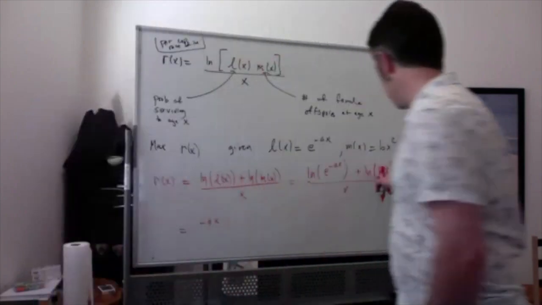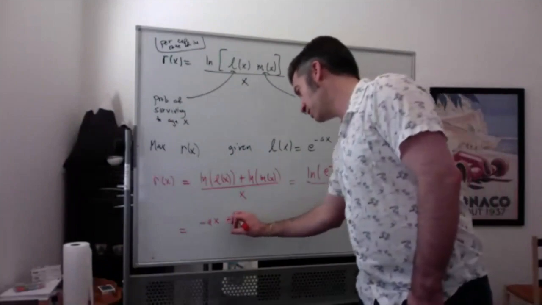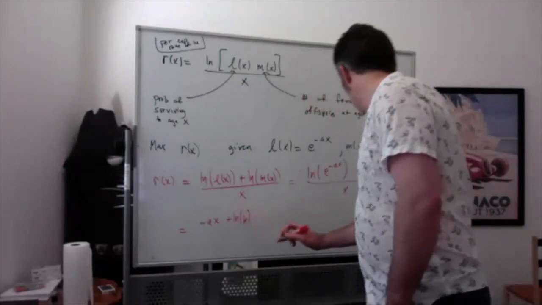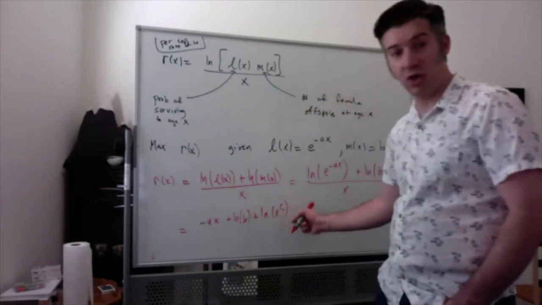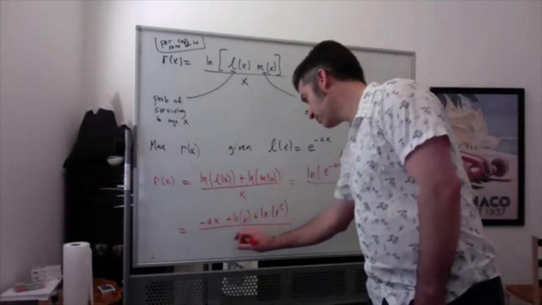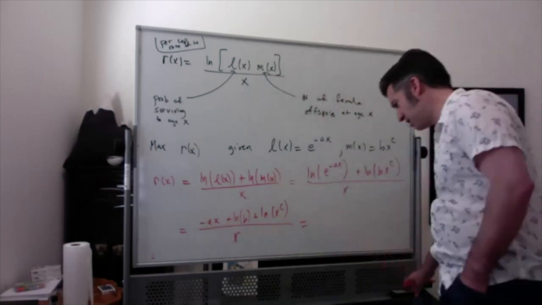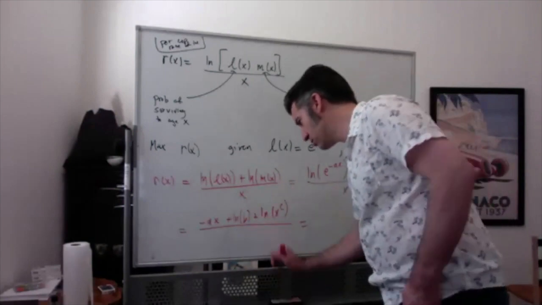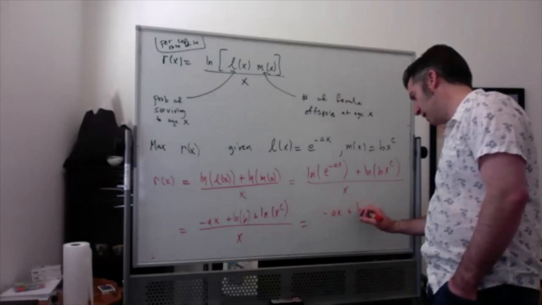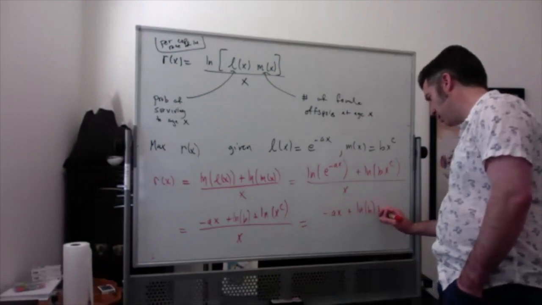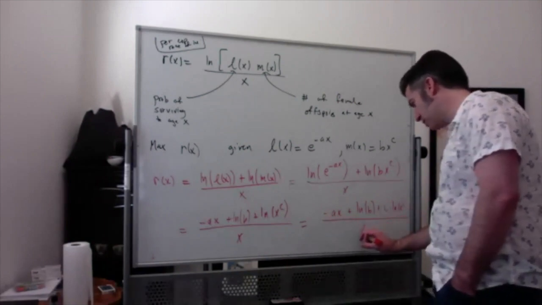And the natural log of bx to the c, I can't bring down that power yet, but I can write it as plus the natural log of b plus the natural log of x to the c. And then I could bring down that power of c. So here's all my simplification. My function, sorry, that's an x on the bottom, not an r. So I've got negative ax plus the natural log of b plus c times natural log of x, all over x.